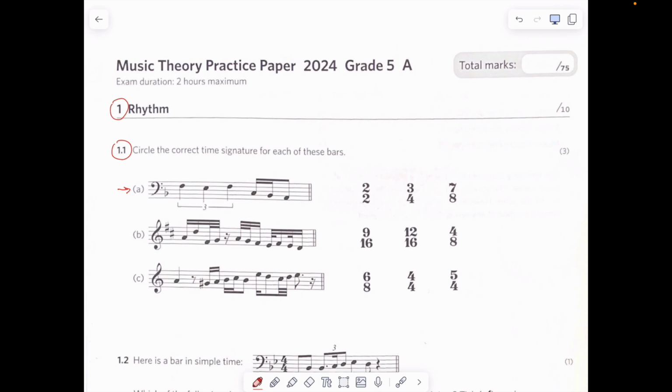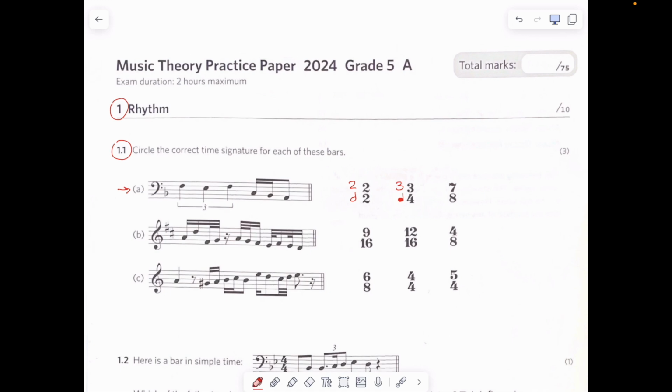The first thing I'll do is to look at the answers. So you are going to first look at your choices. There is a 2-2 time. Top number 2 means 2 beats in a bar. Bottom number 2 means minim is 1 beat. Just means 2 minim beats in one bar. Next one is 3-4 time. Top number 3 means 3 beats. Bottom number 4 means crotchet. So 3-4 means 3 crotchet beats in a bar.